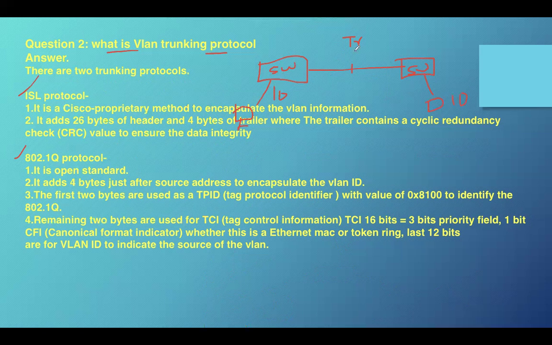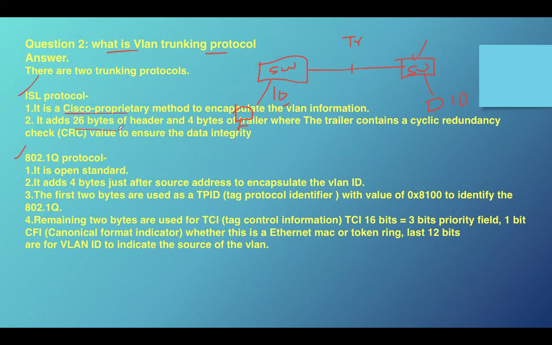When the switch receives the traffic, if we are not using these protocols, the switch doesn't know from which VLAN it has come, because in a normal Ethernet frame there is no information about the VLAN ID. This is where trunking comes in, a process of adding the VLAN to the frame. It uses two protocols. ISL is Cisco proprietary.